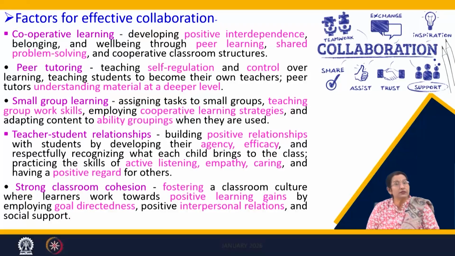And teacher student relationship is also a very important factor, like the positive relationship between the student and teacher. It helps in enhancing the efficacy and confidence of the learners. And in this process, if the relationship is very positive, then the students take the agency of their self learning. So, they become active listeners, they become empathetic, they become caring, having positive regard for each other. So, this kind of social skills the learners also learn in the teacher student relationship context. And then strong classroom cohesion, that is, how cohesive the group is.